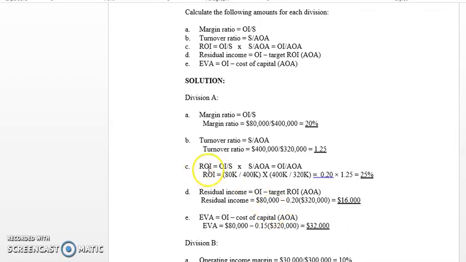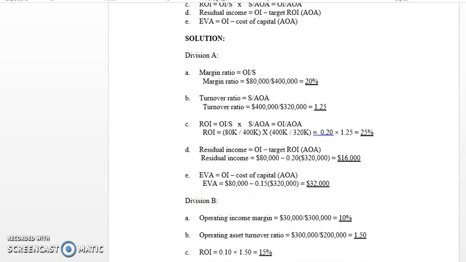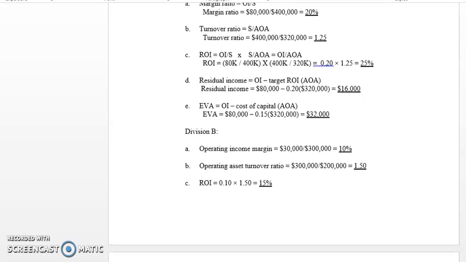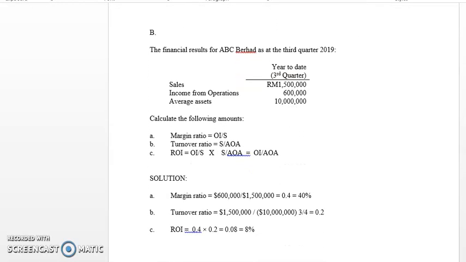Next is ROI. So operating income over sales times sales over average operating asset, and we got 25%. Residual income, operating income minus target ROI times average operating asset, and we got 16k. EVA, operating income minus cost of capital times the average operating asset, we got 32k. For Division B, the calculation is the same as Division A, so we just move to the next question.